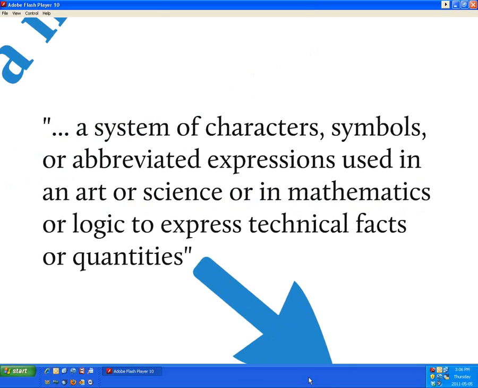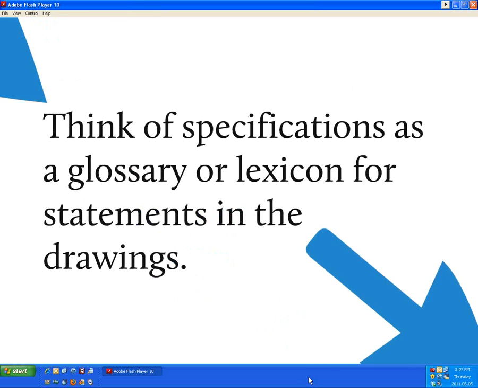Sorry. Here's a quote I found about what a note is, and I like that last phrase, to express technical facts or quantities. I recently read a science fiction book in which a design professional was explaining to someone else that his job was to take ideas and turn them into technical documents.